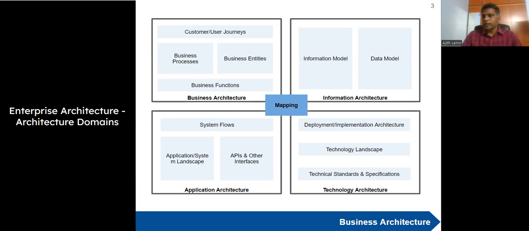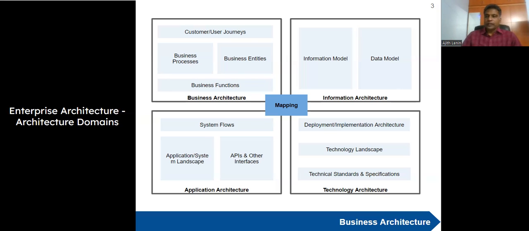On the information architecture side, it is primarily the information model, and if we want to get into details, a data model also. On the application architecture side, it has primarily to do with system flows, the application landscape, and things like interface specifications. This looks at the external side of the application, meaning the landscapes and how the data flows, and the internal aspects of the applications as well. On the technology architecture side, it has to do with the deployment and implementation architecture: what technology are we using and how is it deployed or implemented, whether on a cloud or on-premise hardware, the technology landscape, and any standards or specifications that we have to follow.